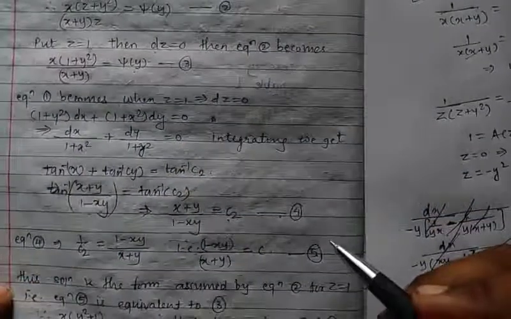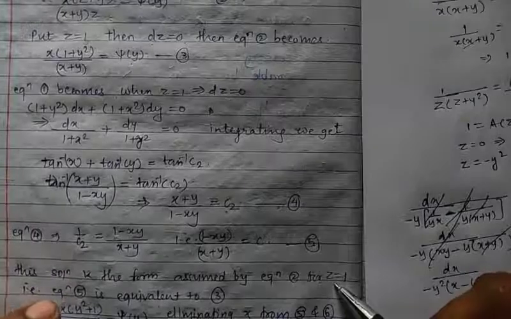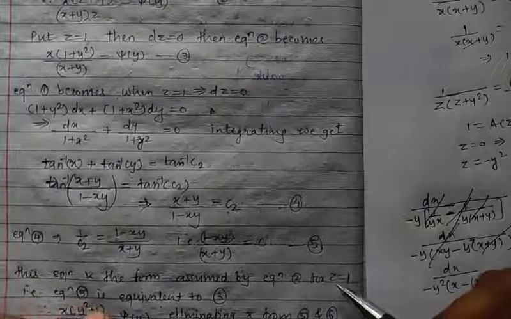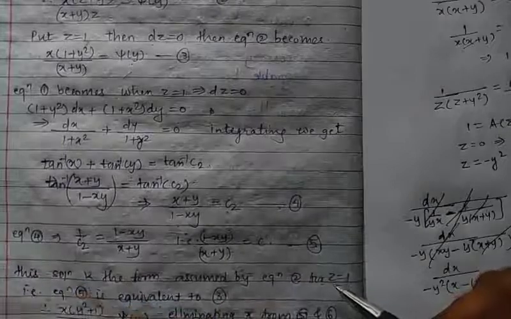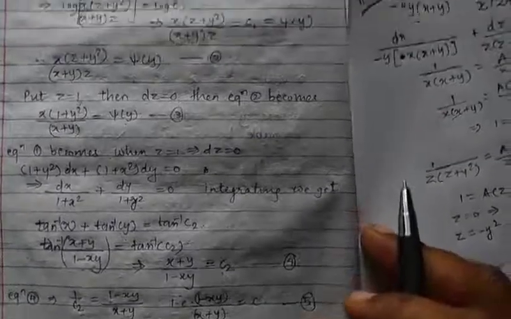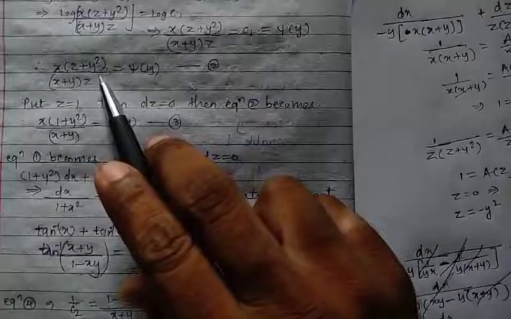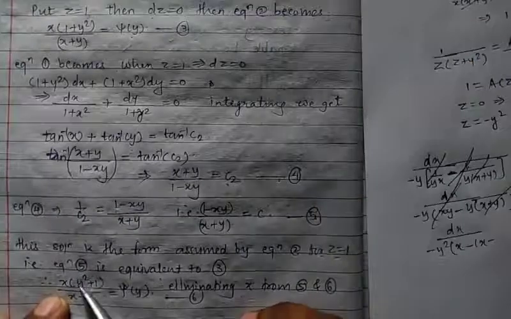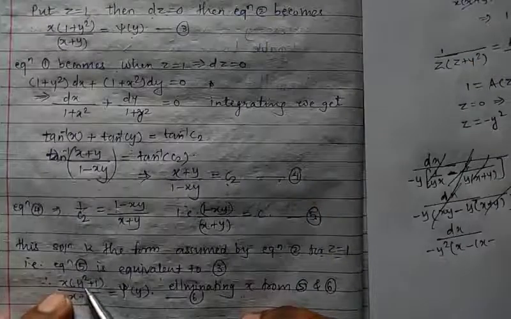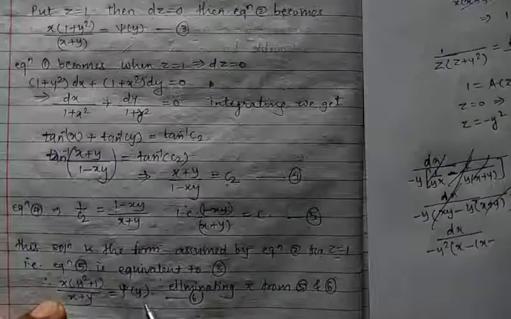So this solution is of the form assumed by equation 2 for z equal to 1, that is, equation 5 is equivalent to 3. Now substitute z equal to 1 in equation 2. So what is equation 2? In this equation we will substitute z equal to 1. Then what we get here: substituting z equal to 1 in equation 2, x(y² + 1)/(x + y) is equal to psi of y.